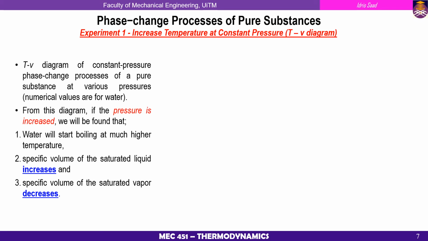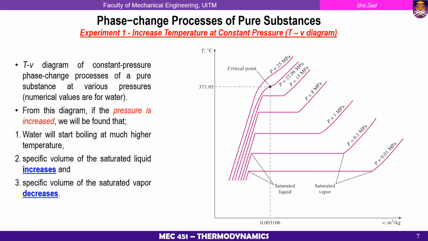In the previous experiment, we boiled the water at 1 atmospheric pressure. Basically, we can repeat that process with different pressures again and again. When we repeat that experiment with various pressures, we will have a relatively similar trend of the phase change process up to a certain point or up to a certain temperature limit. Then we can plot all of the behavior of the water in one TV diagram as shown on this slide. As you can see, the pressure of the different experiments increases from 0.01 MPa up to 25 MPa.